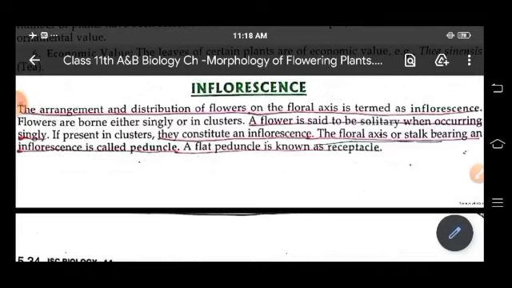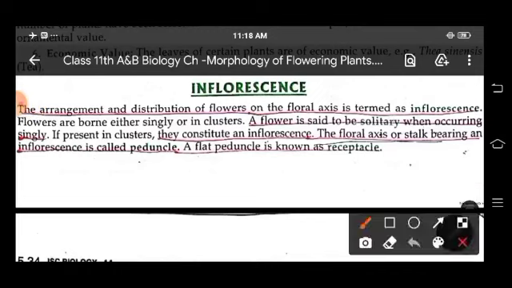Today again we'll continue chapter Morphology of flowering plants. And the topic is inflorescence. So children, you must have heard the word inflorescence. Now inflorescence means the arrangement and distribution of flowers on the floral axis.